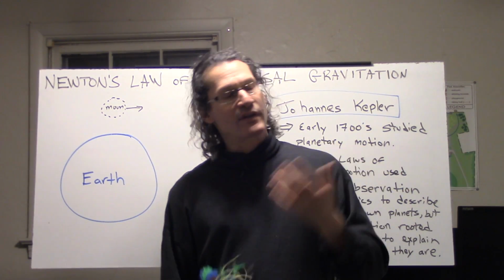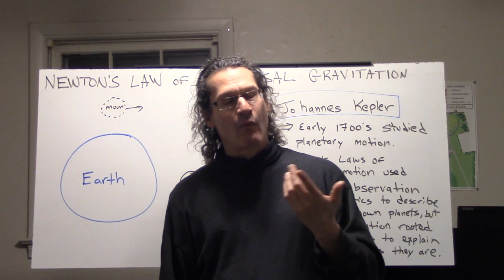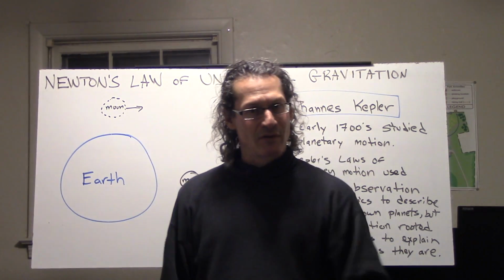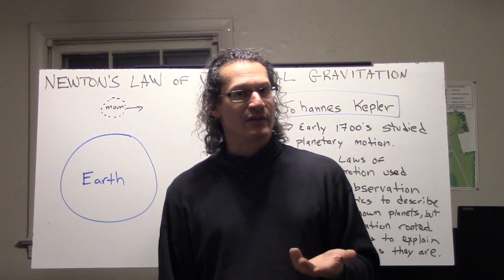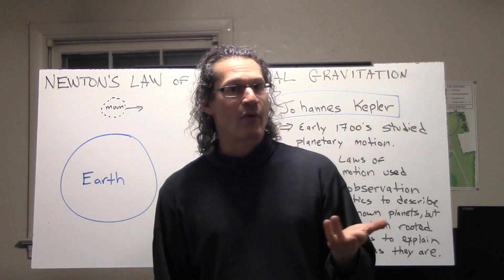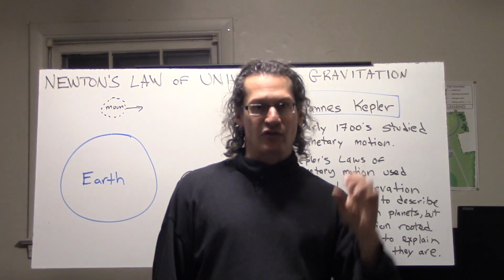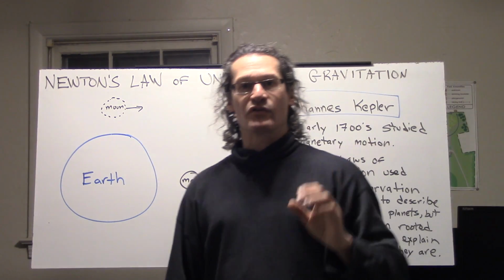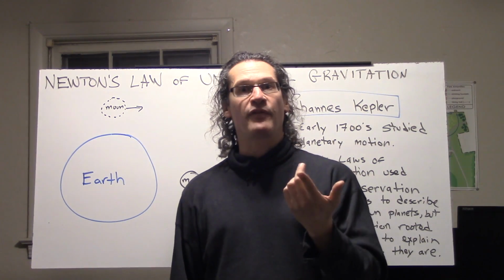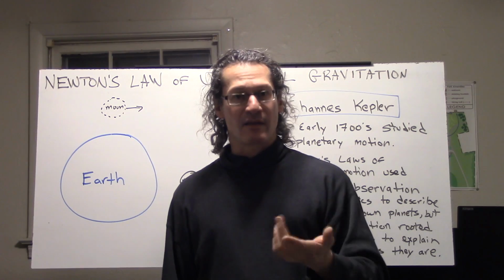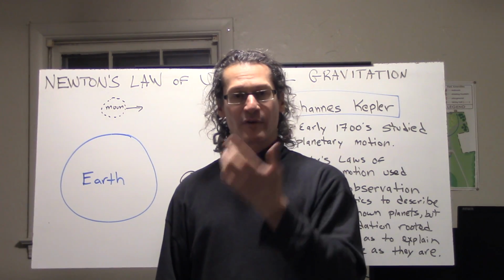Okay, so he's looking at the moon, and he's like, why is the moon continuing to wrap around the Earth? Why does it circle around the Earth? What's going on? How come it's not just flying off on its own in a straight line away from the Earth? Something must be keeping it in that circular pattern, in orbit around the Earth.